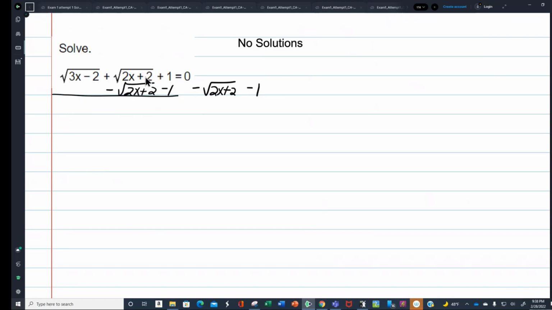So the square root of 2x plus 2 minus the square root of 2x plus 2 is 0, and 1 minus 1 is 0. And we're left with the square root of 3x minus 2 on the left side of our equation. Over on the right side of the equation, we're going to have negative the square root of 2x plus 2 minus 1.